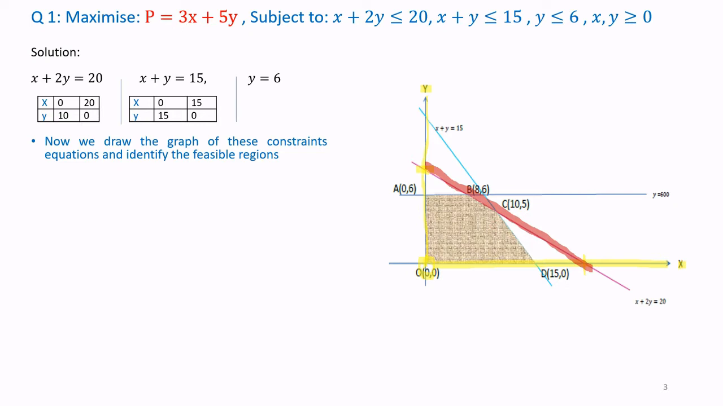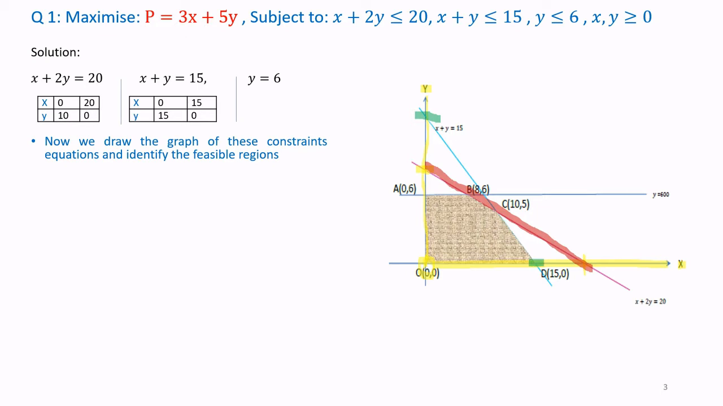In this case, when x is equal to 0, y is 15. So x is equal to 0 is here and y is equal to 15 is here. This is y is equal to 15. So the next point is when y is equal to 0, x is 15. So therefore this is y equal to 0 and x is equal to 15 is here. So you see, that is why it is marked, this is 15.